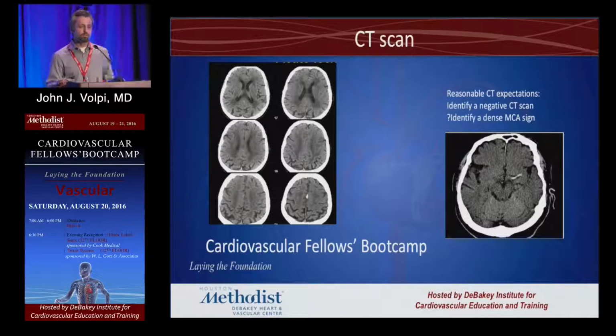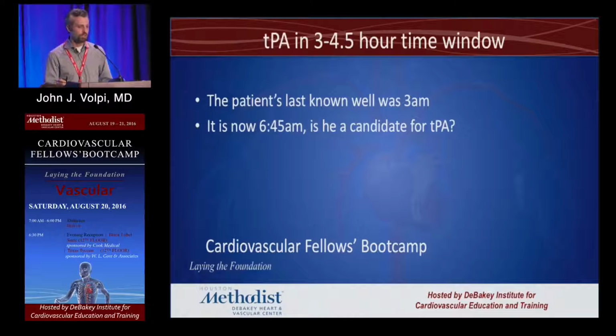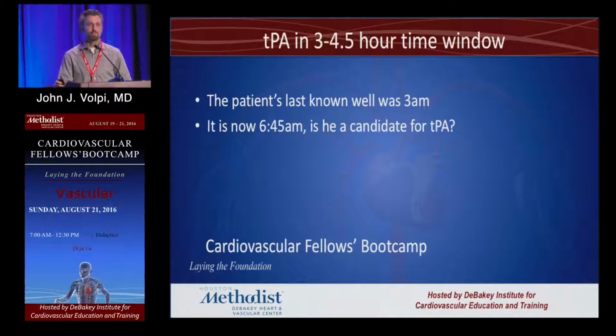And then if you really want to get the A in your neurovascular course, you might recognize that there's a vessel here that's dense. So a dense left MCA sign. So the patient presented with a left gaze, right hemiplegia, unable to speak. This is a pretty classic presentation of a left MCA stroke. Now the patient was known to get up and well at 3 a.m., heard to fall around 6 a.m. It's now 6:45. Is this patient a candidate for thrombolysis?